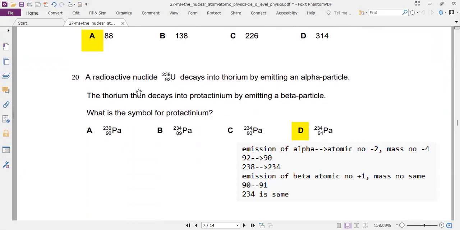Number 20. First, it emits an alpha particle and then a beta particle. So U 92-238 emitting an alpha particle, minus 2 and minus 4, gives you 90-234. Emission of a beta particle, plus 1, gives you 91-234.